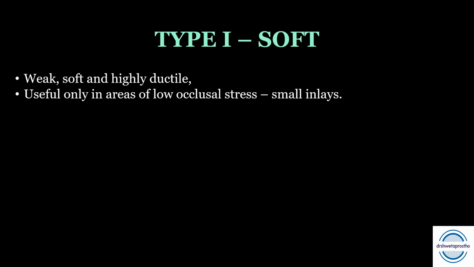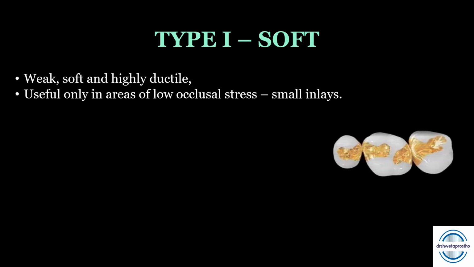In the high gold alloys, the first are the type 1 soft gold alloys. These alloys are weak, soft and highly ductile. They are useful only in areas of low occlusal stresses such as small inlays. So they can be designed for simple inlays such as those used in class 1, 3 and 5 cavities. They can be burnished easily, so they can be used in conjunction with a direct wax pattern technique. At present, they are used very little.